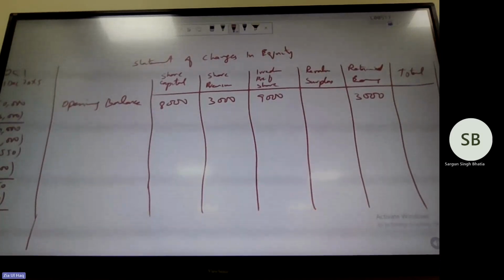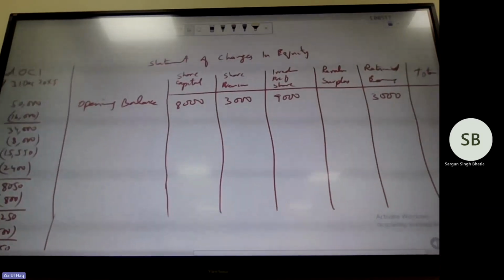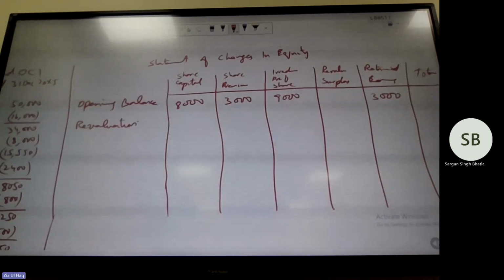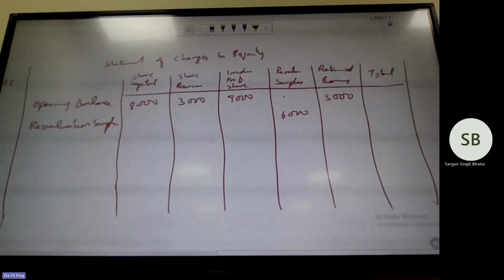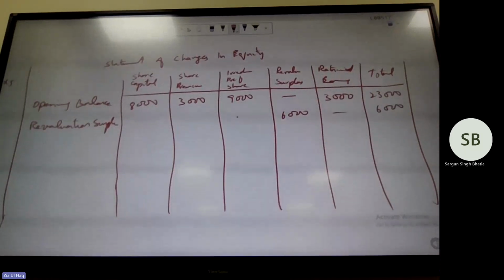And we need to adjust what? First, we can adjust revaluation surplus. There was a 6,000 revaluation surplus that we need to record here. What was the total? 23,000. And this 6,000 will come here, and nothing in the other columns.